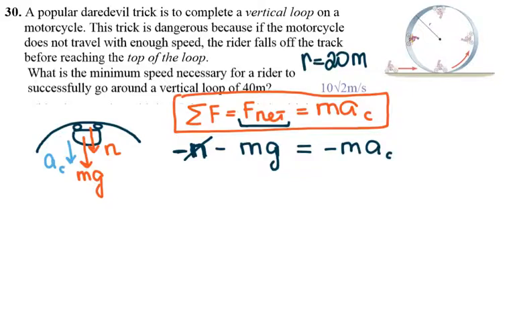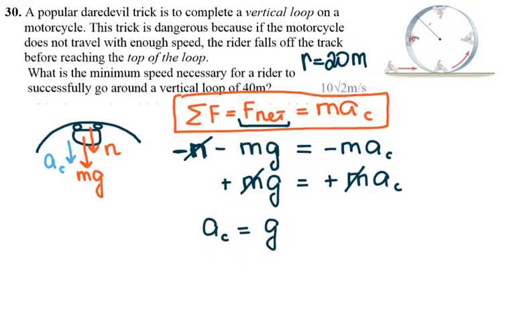Now what I have left is negative mg is equal to negative mac. And this is why the mass was not given. I can cancel the mass from both sides. I can multiply both sides by -1. So ac is equal to g. And ac is v squared over r.